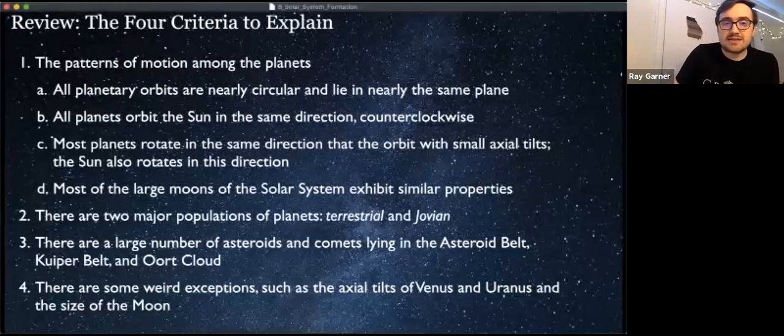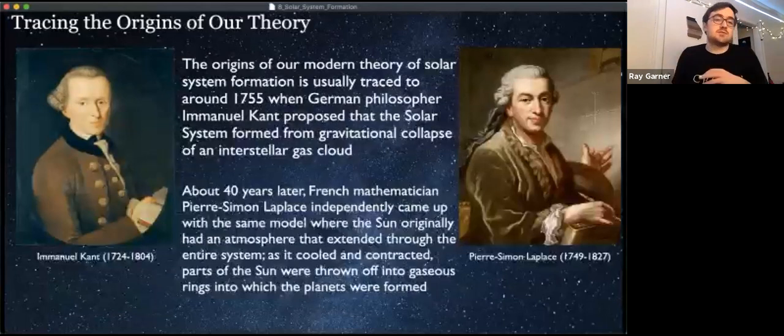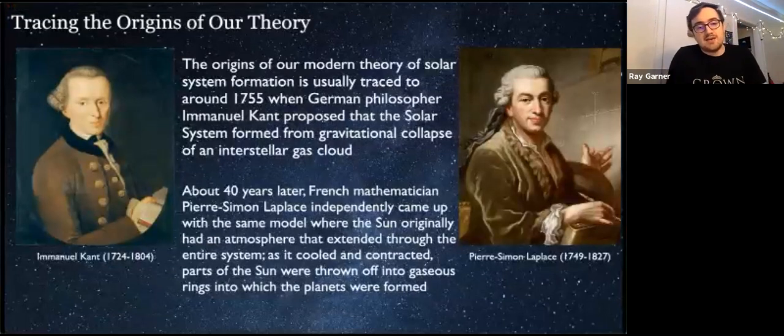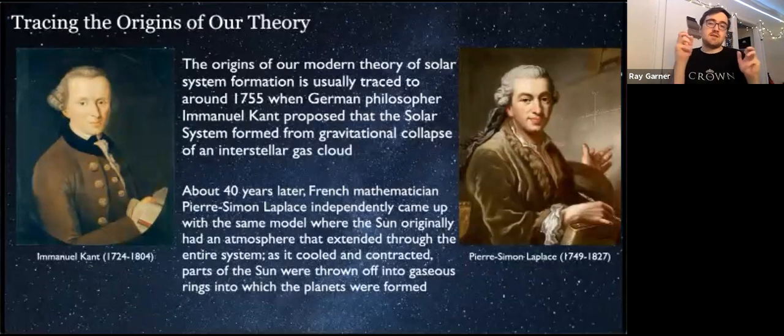And we can generally trace the origins of our theory about how the solar system was formed to these two guys. So we have the German philosopher Immanuel Kant on the left, and the French polymath Pierre-Simon Laplace on the right. Kant came up with the idea first in 1755. He proposed that the solar system formed from a gravitational collapse of an interstellar gas cloud. That's pretty spot on, actually. About 40 years later, Laplace independently came up with sort of the same idea.